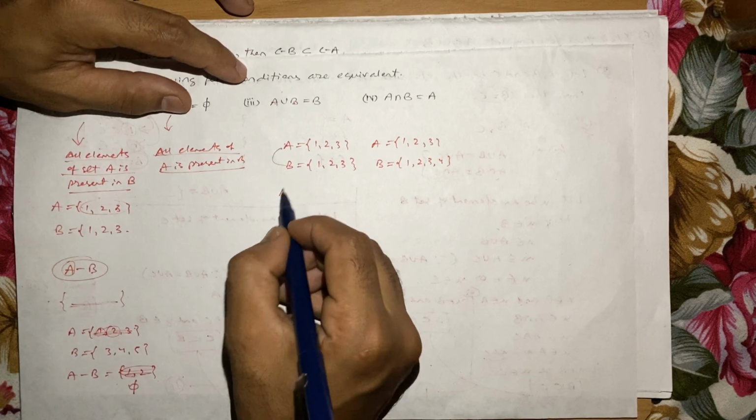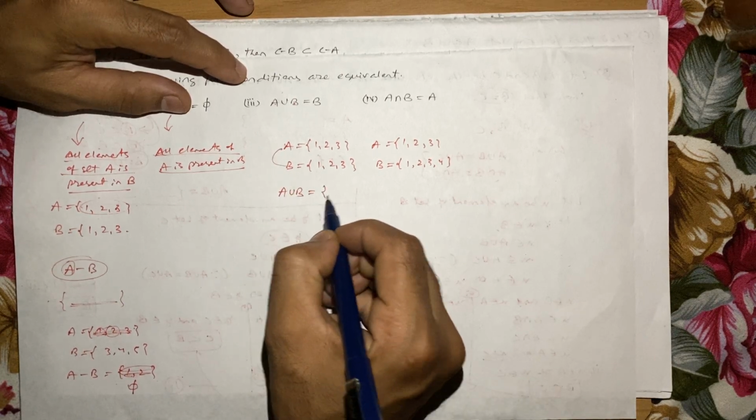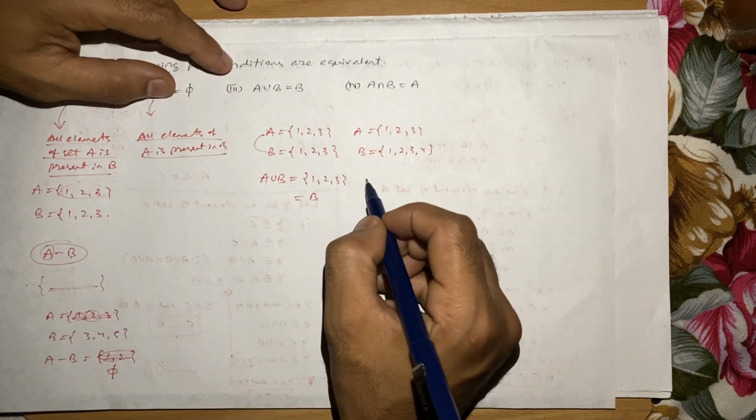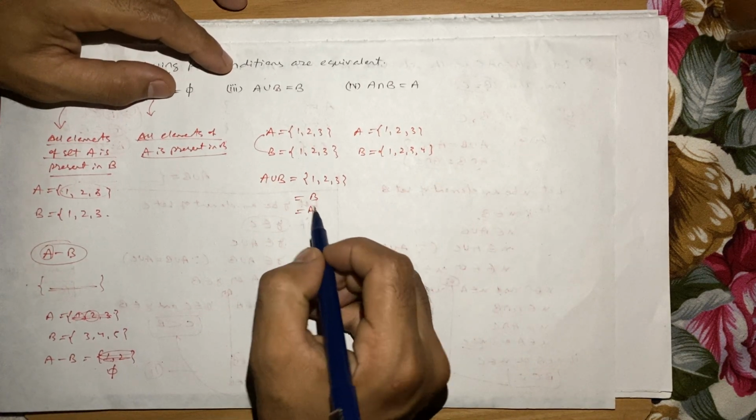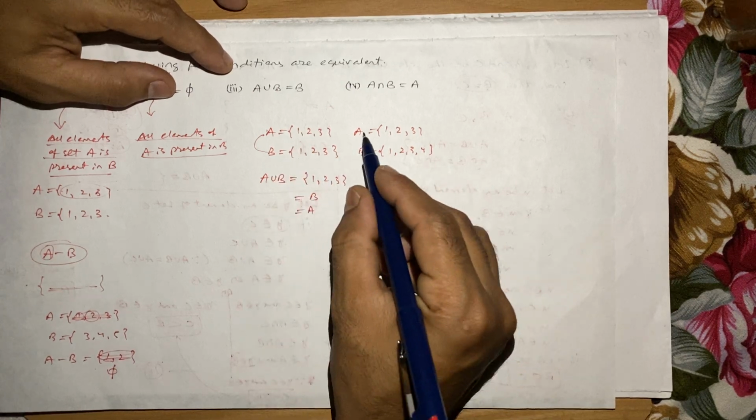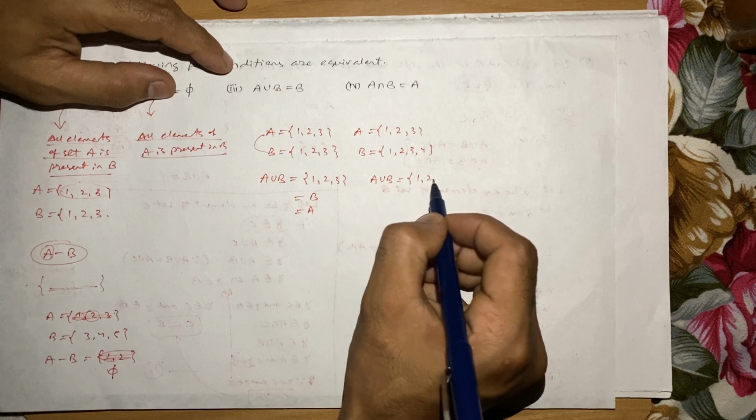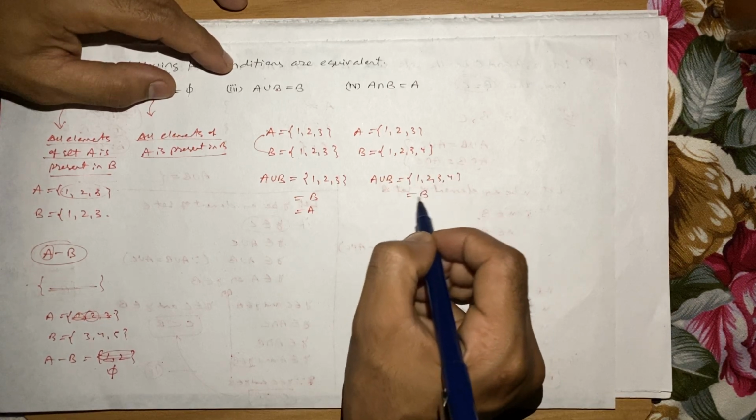So when you do A union B, what will you get? {1, 2, 3} itself, which is set B, right? Here also, or you can write set A also, because A is also {1, 2, 3}. But here, A union B will be what? {1, 2, 3, 4}, which is set B, right?